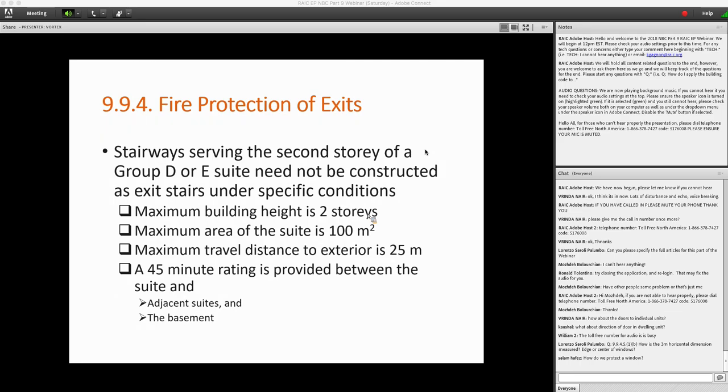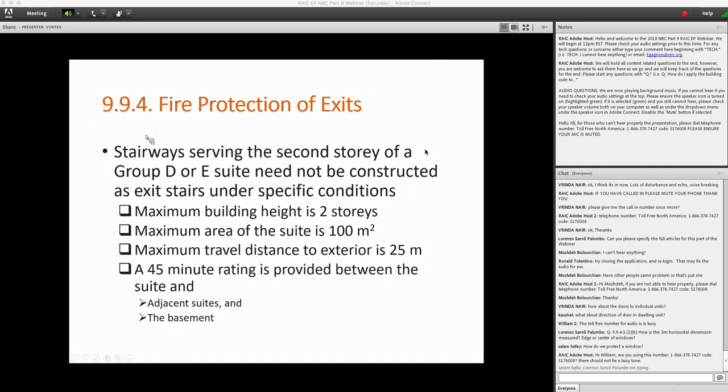So if you have multiple suites, then you have to provide a fire separation with a fire resistance rating of 45 minutes between the suites in order to apply this waiver for constructing the exit as a fire separation with a fire resistance rating. Again, this is in Article 9947 of the code under stairways in 2 stories, and it's only applicable to Group D or E buildings.